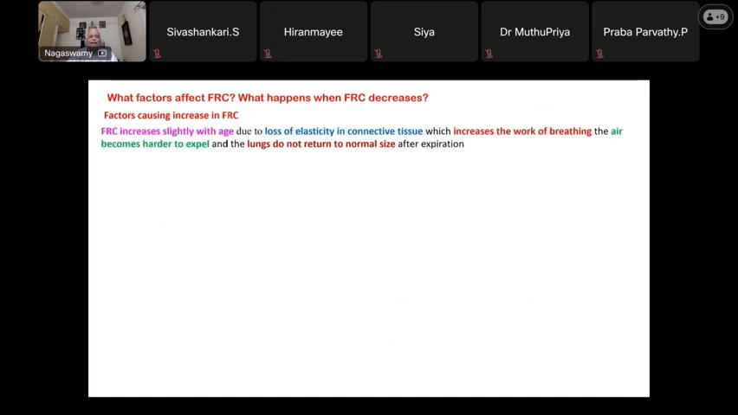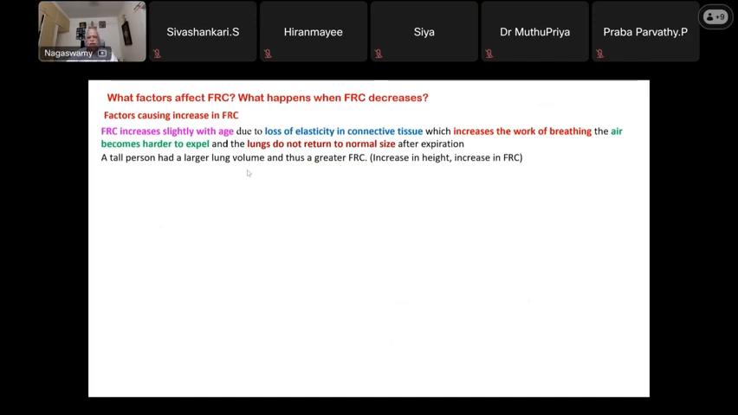COPD. I thought you would all shoot the answer immediately, because there is always an airway obstruction, so more and more gets trapped inside the lung. So FRC will naturally be more in patients with COPD. It also increases slightly with age due to loss of elasticity in connective tissue, and increases in debilitated patients. Lungs do not return to normal size after expiration.